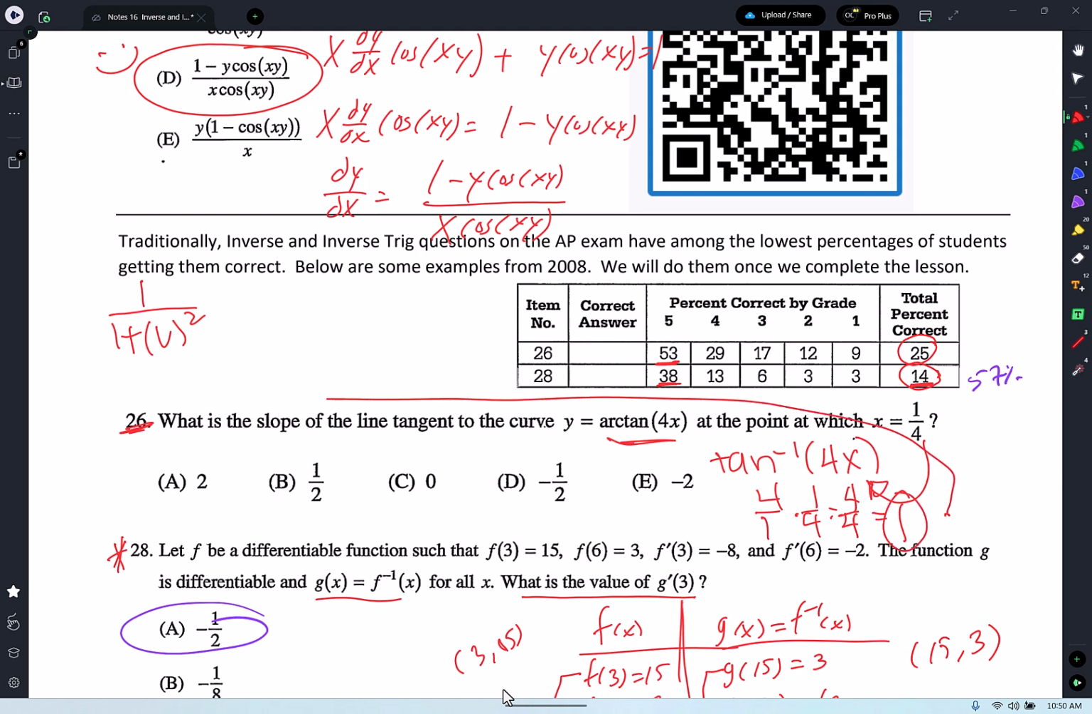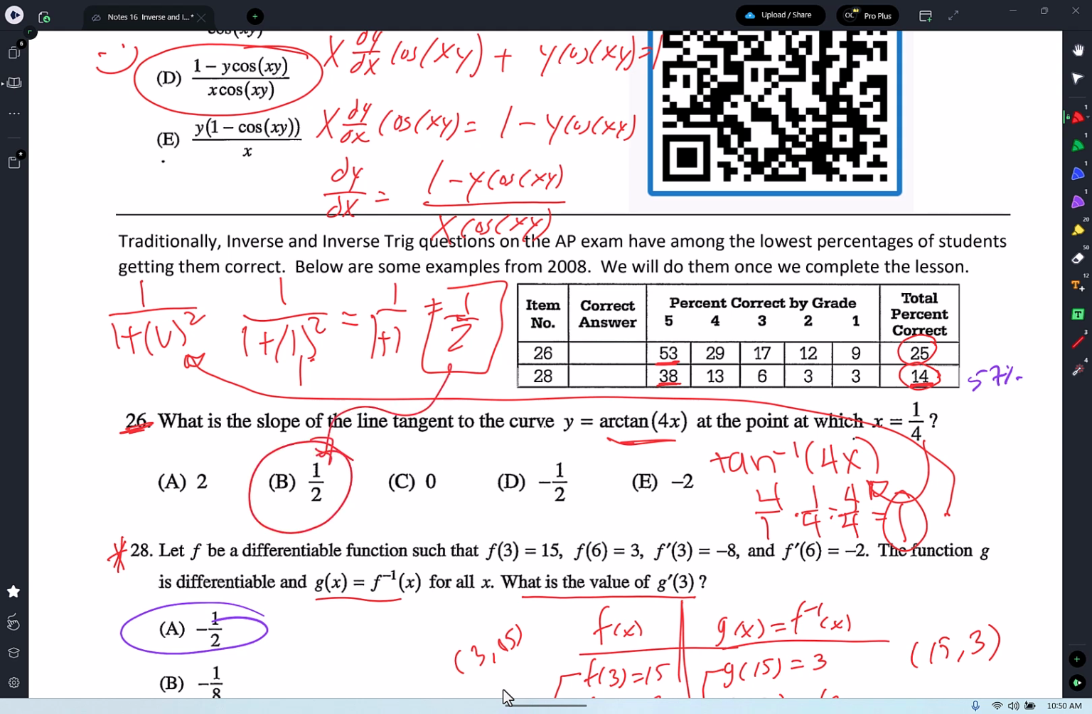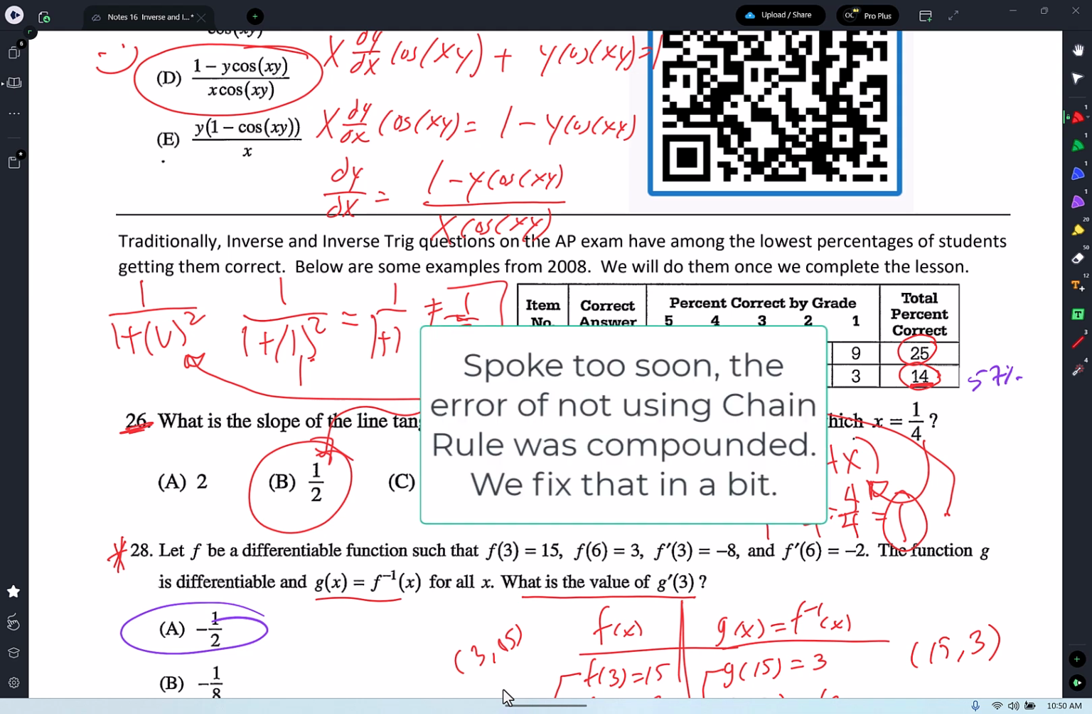So then I plugged this over here. 1 over 1 plus 1 squared, which is 1. So then I just put 1 over 1 plus 1. So 1 over 2. And then I just left it like that and then chose B. Okay. Good job. Thank you. Yay. He's like, so that's wrong? No, I think you did it right.